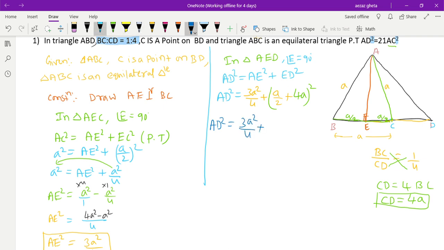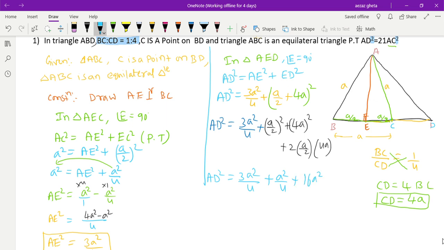Here I need to apply a plus b whole square. So this is your a square, this is your b square, and plus 2ab. So now AD square is equal to 3a square by 4 plus a square by 4 plus 16a square, and this 2 and this 2 will get cancelled, plus 4a square. I can add this 16 plus 4. What will become?